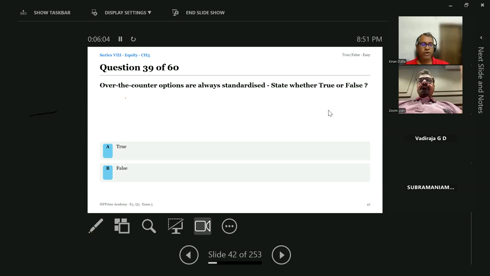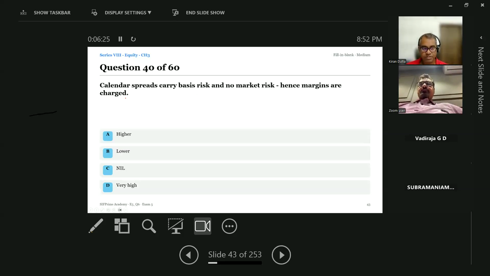Over the counter options are always standardized. False. What is OTC? OTC are forward contracts. They are not standardized. Answer is B. Very good. Next. Calendar spreads carry basis risk and no market risk, hence margins are charged. Again, this we may have discussed. Calendar spreads have lower margins.